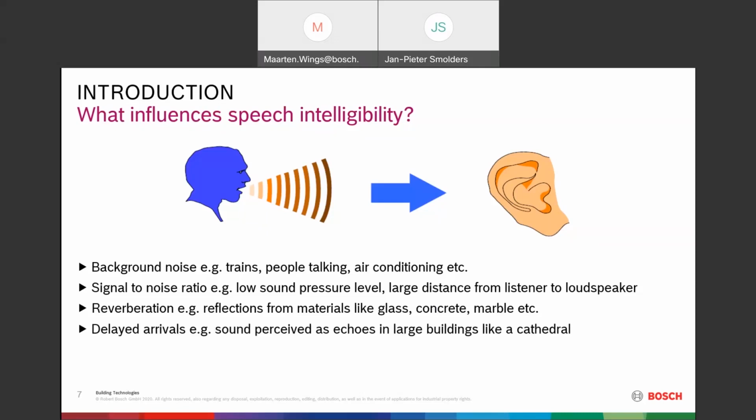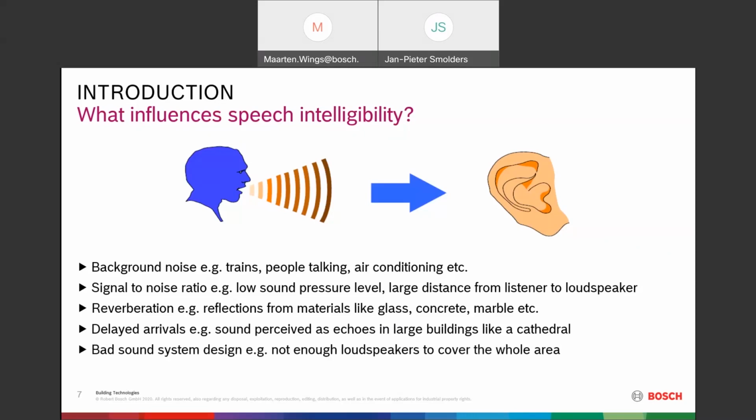And also delayed arrivals. That is sounds that are perceived as echoes, like in large buildings where you stand in the middle and there is sound, or somebody closes the door or something like that, and that echoes around. You hear, let's say, kind of a hum from the back of the building. So delayed arrivals also have a negative influence on speech intelligibility.